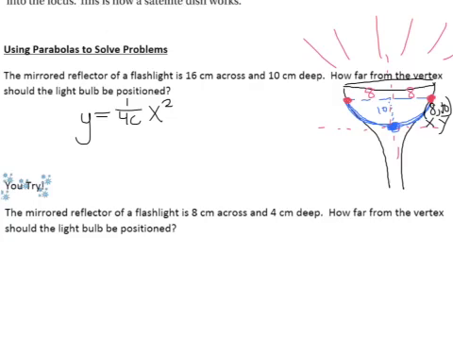The question is, how far from the vertex should the light bulb be positioned? And that's really asking, what's the focal point, or the focal length, or where should the focus be? So we're trying really to solve for c. So I'm going to plug in my x and y so I can solve for c. So 10 is equal to 1 over 4c times x squared, so times 8 squared, which is 64. I'll put parentheses around it. And to solve for c, I'm going to multiply 1/4 times 64, and I get 10 is equal to 64 over 4c.